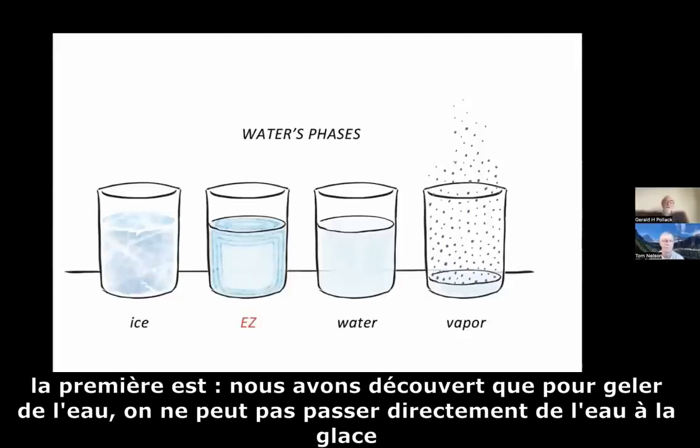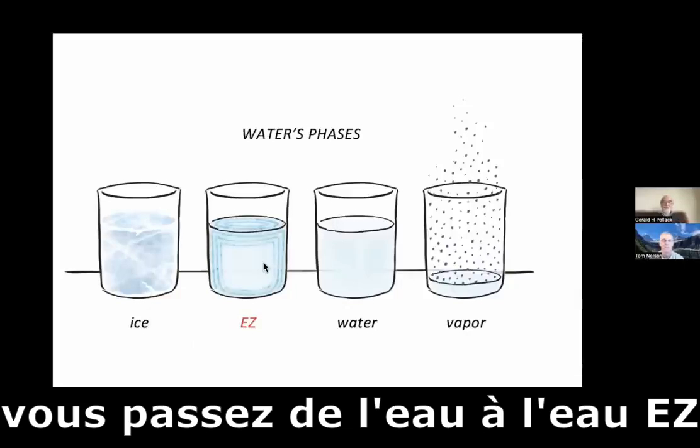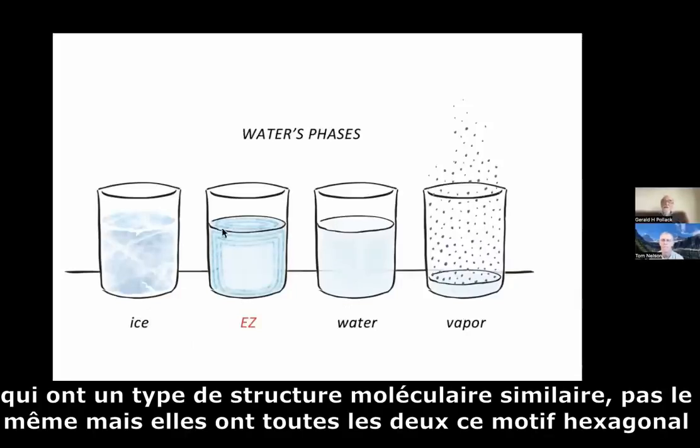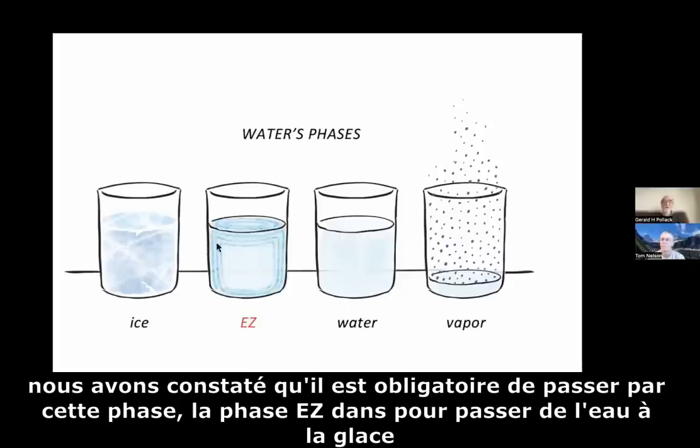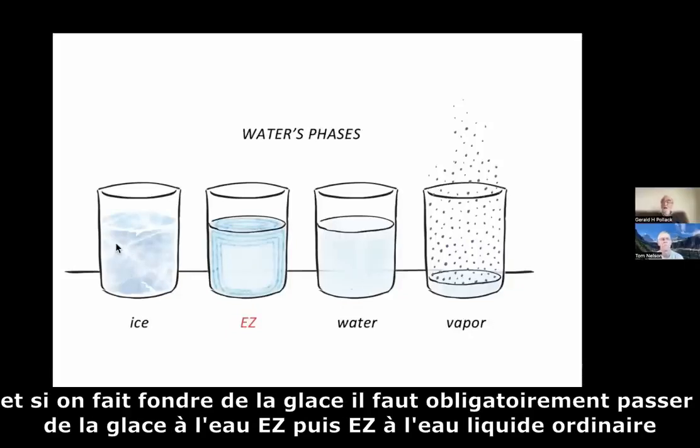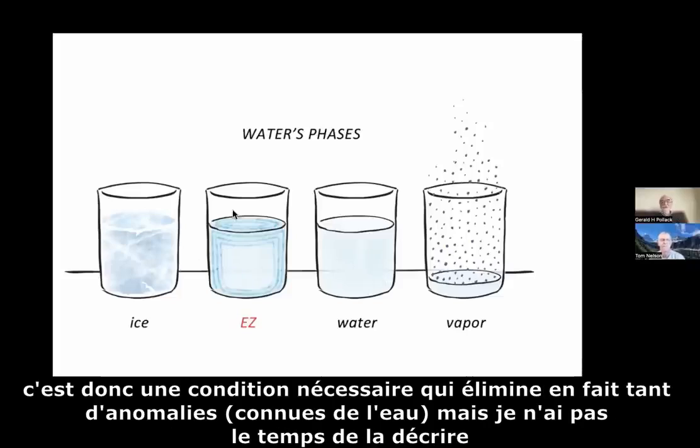The first is that we found that in order to freeze water, you cannot go directly from water into ice. You go from water into EZ, which has a similar, not the same, similar kind of molecular structure as ice. They both have this hexagonal motif to them. We found that it's obligatory to go through the EZ phase in order to go from water to ice. And if you melt ice, it's obligatory to go from ice to EZ water in order to get to ordinary liquid water. So this is a necessary condition, which actually clears up so many anomalies, but I don't have time to describe.